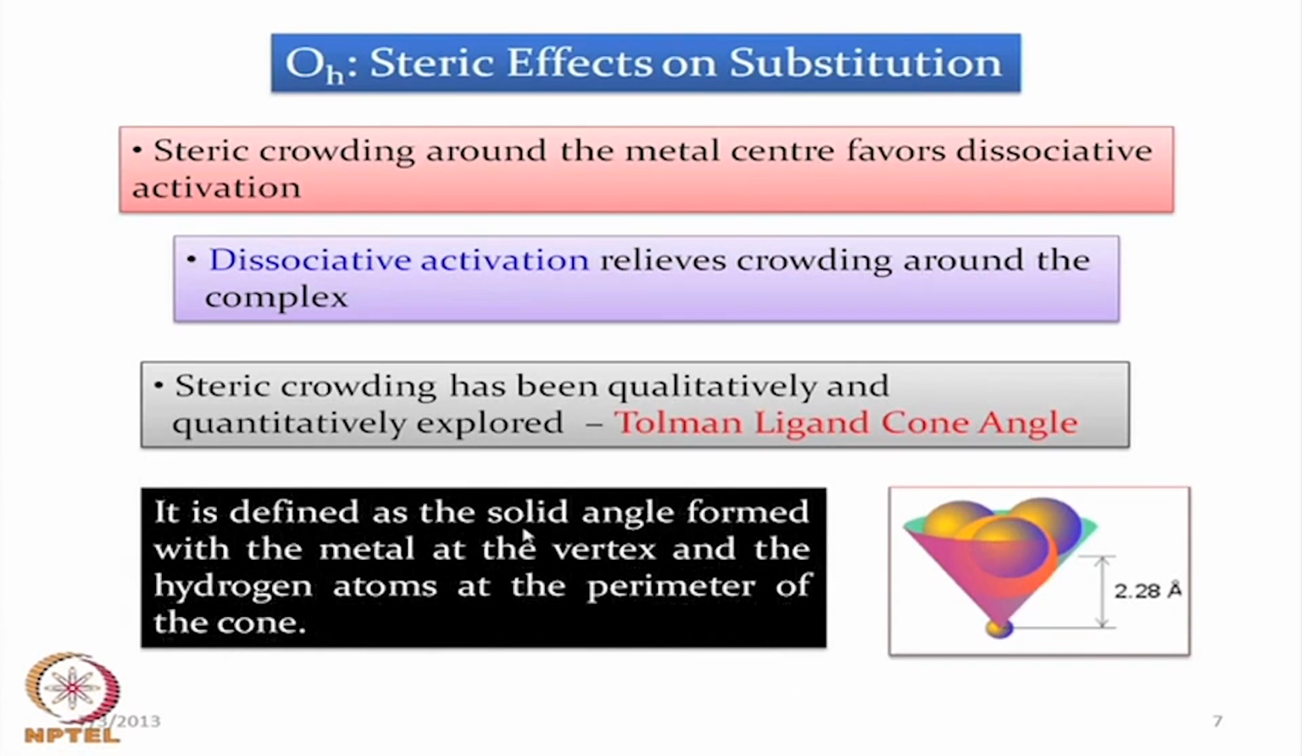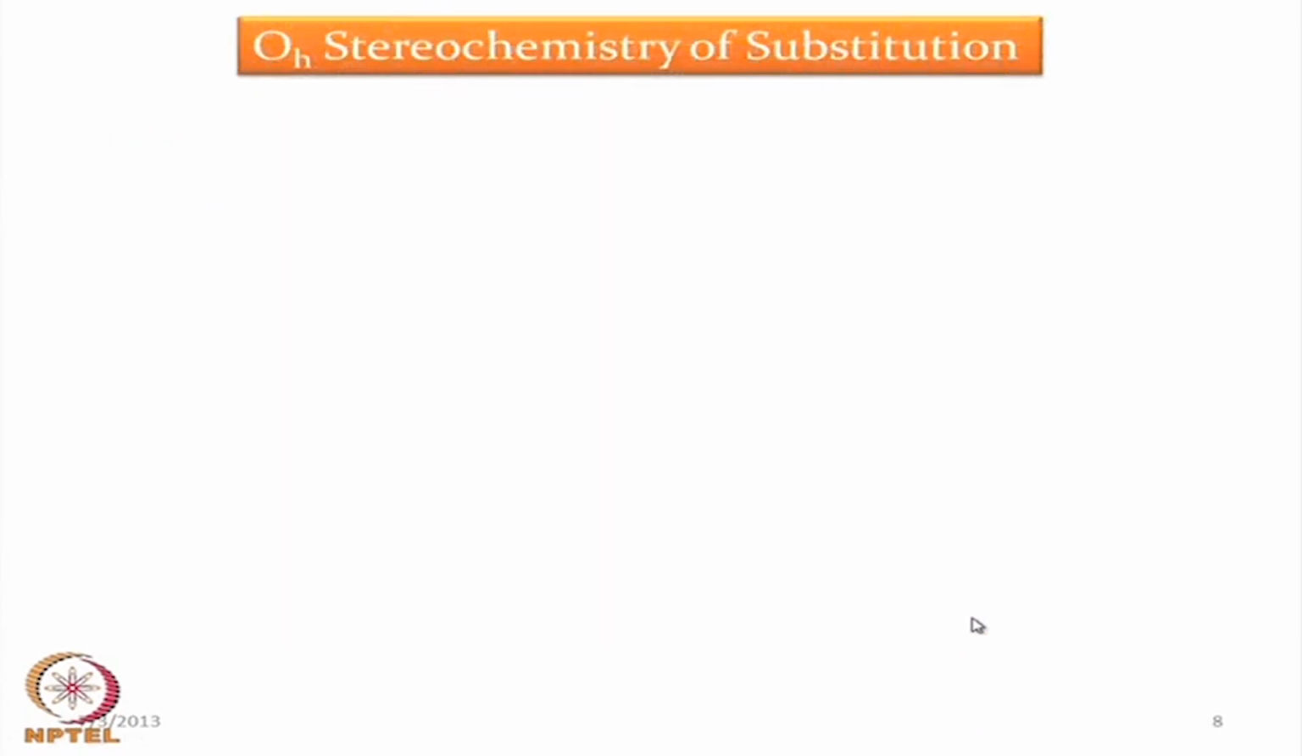How can we define the cone angle? It can be defined as the solid angle formed with the metal at the vertex. So, this is the solid cone angle, and the hydrogen atoms at the perimeter of the cone, if they are the hydrogen atoms of the PH3 group. Since they are at the perimeter of this rim, from that perimeter we draw this cone, the solid angle, and then this is the angle which is our theta, which is telling us how the steric crowding can be important for the corresponding substitution reactions.